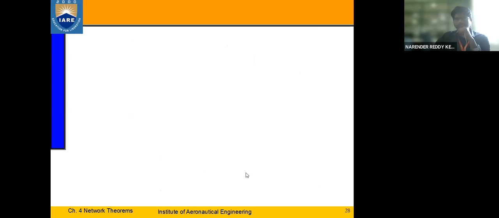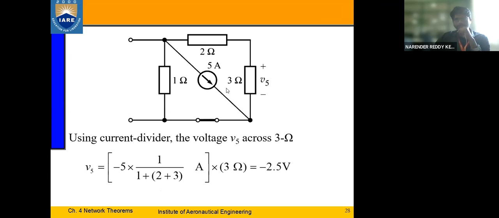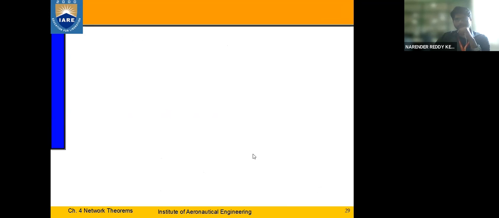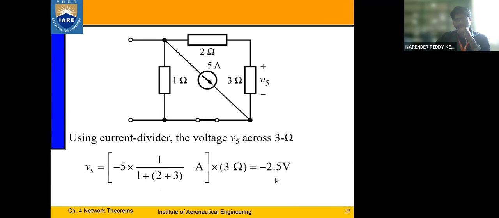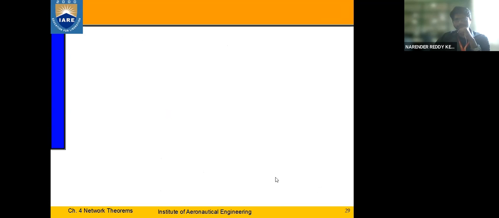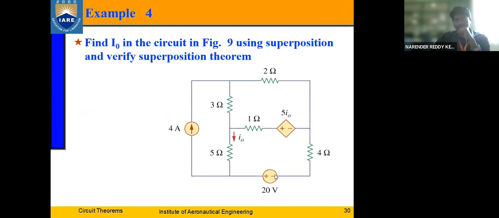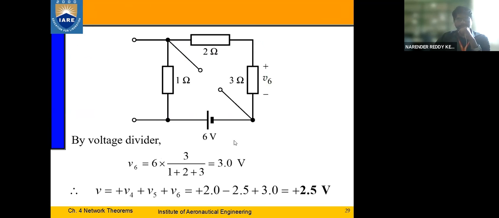Now, for the second source it is minus 2.5 volts, right? And for the third source, the voltage we got is 3. So the sum of all these 3 will be the resultant. We get the resultant as 2 plus 2.5 volts as the voltage drop across the 3 ohm resistor.